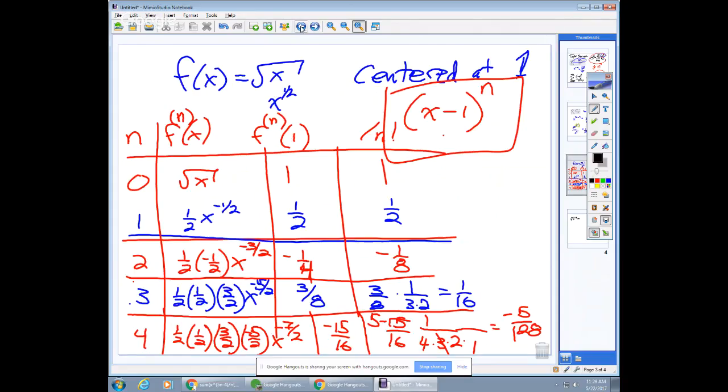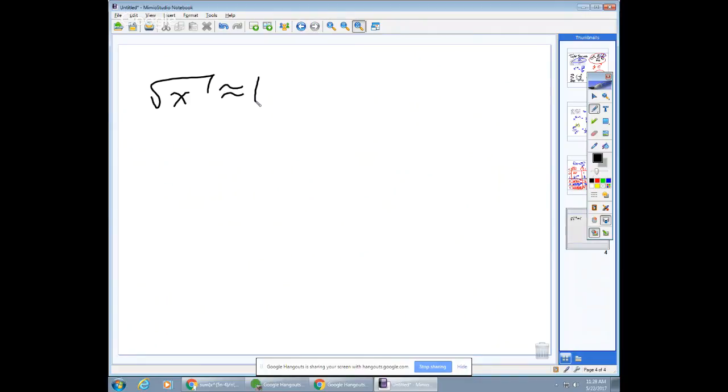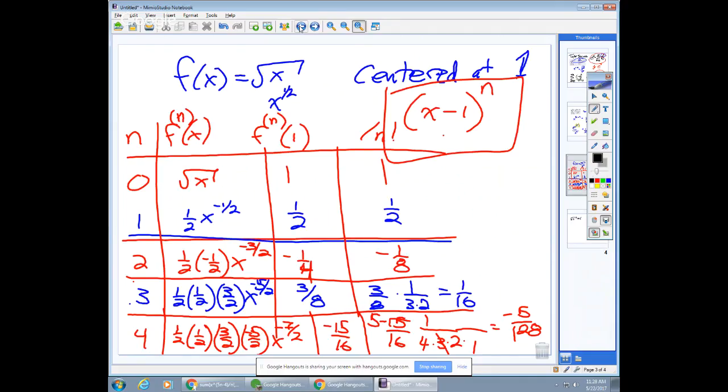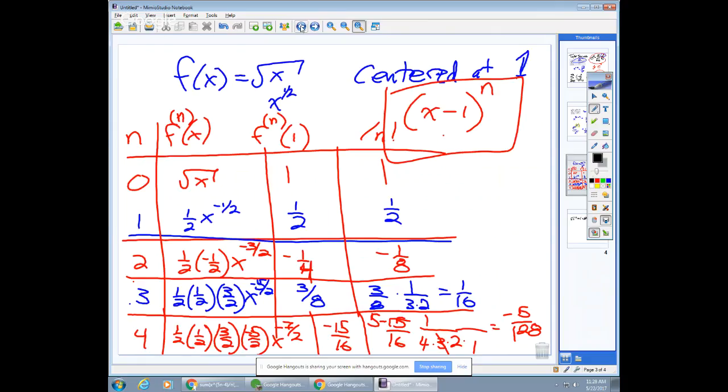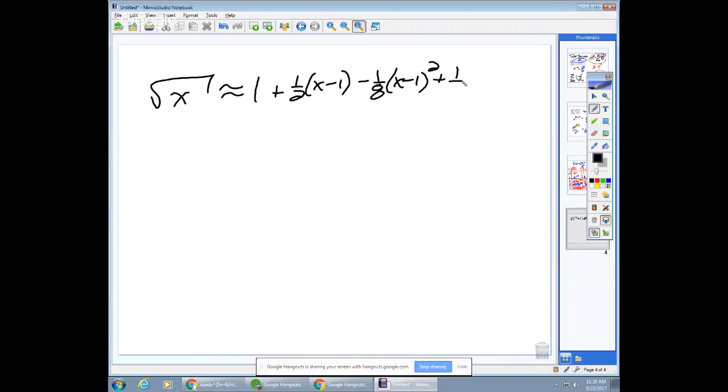so here's that first one again. It was 1. And then plus 1/2 times x minus 1. What's next? Minus 1/8 times x minus 1 squared, right? The 1/8 is in the n equals 2 row. Plus 1/16 x minus 1 cubed, and we have an extra one. Sorry, it was a minus, right?